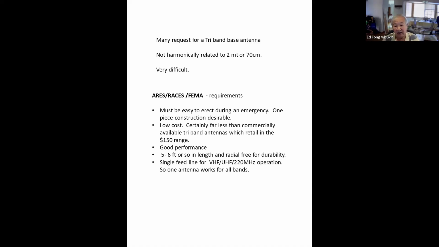So I said, how about an antenna? What you want is basically one antenna, 5 to 6 feet tall, reasonable performance, inexpensive, in the $50, $60, $70 range instead of $200, 2 meters, 220, 440, no lightning arrestor. And he said, great, can you do it? I go, I don't know. I think that's what you want though, right? He goes, yes, that's what we want. And there are tri-band antennas out there, right?